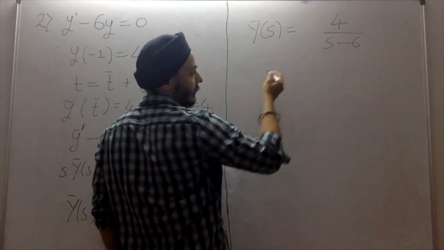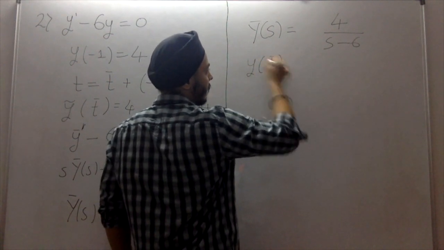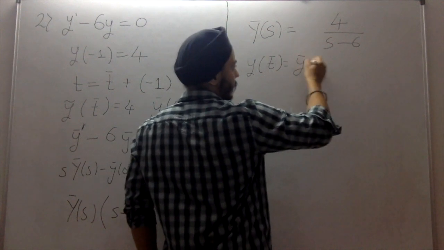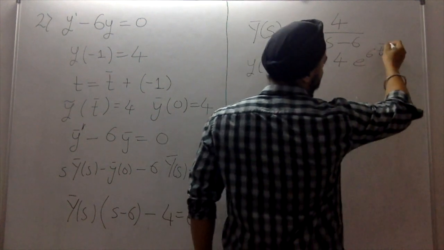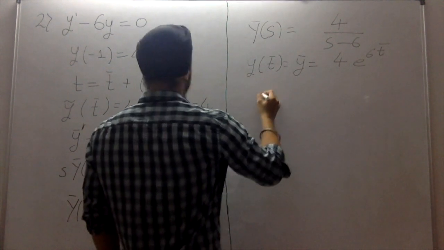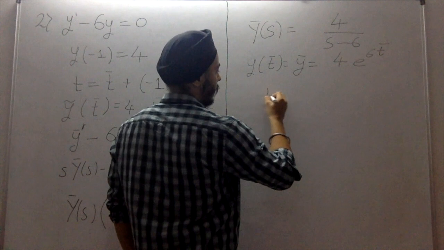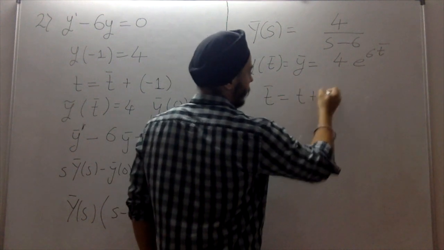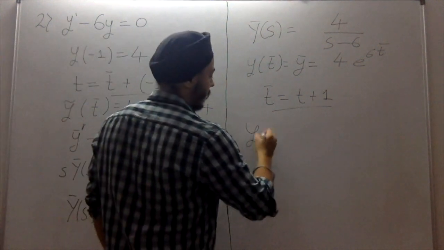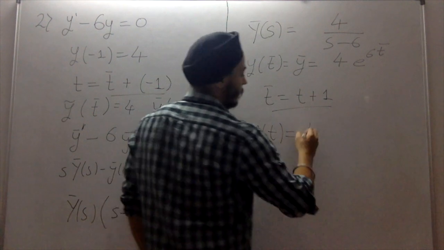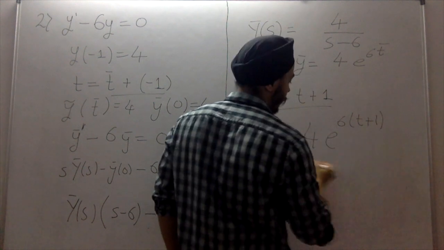Now let us take the Laplace inverse on both the sides. Hence our y of t bar, that is y bar, will be 4 times e to the power 6 t bar. Now the value of t bar is t plus 1, from this equation. So our y of t will become 4 times e to the power 6 times (t plus 1).